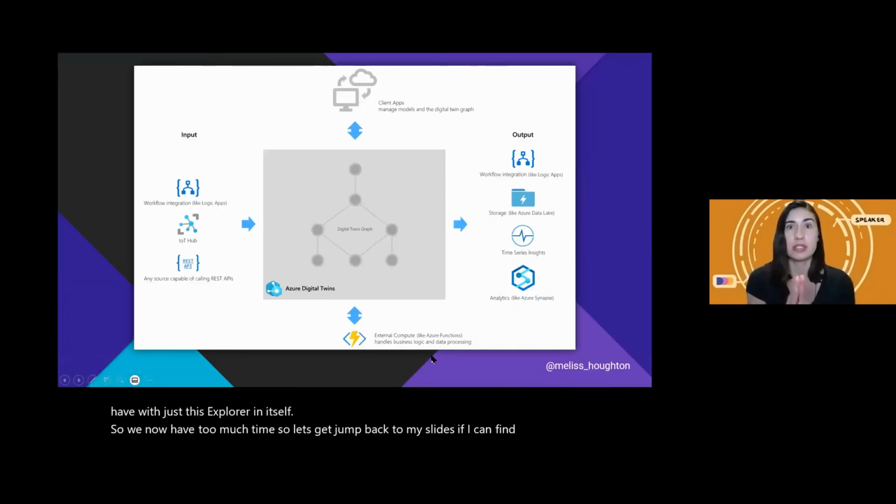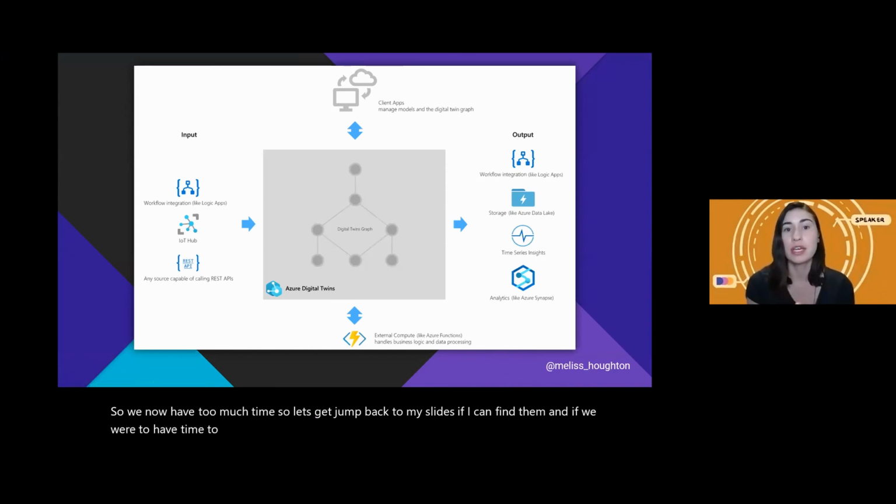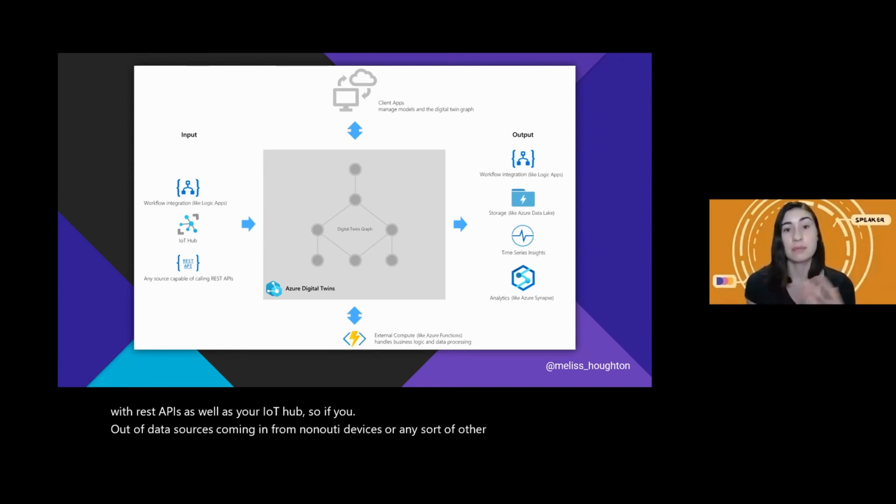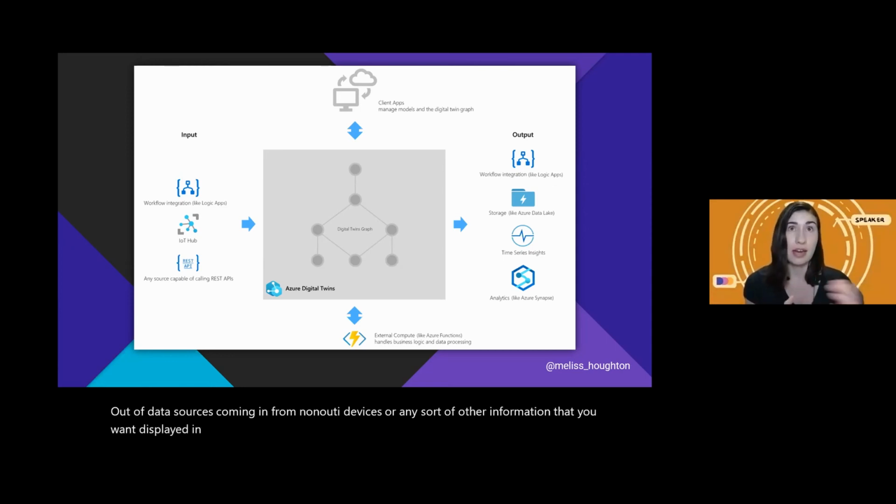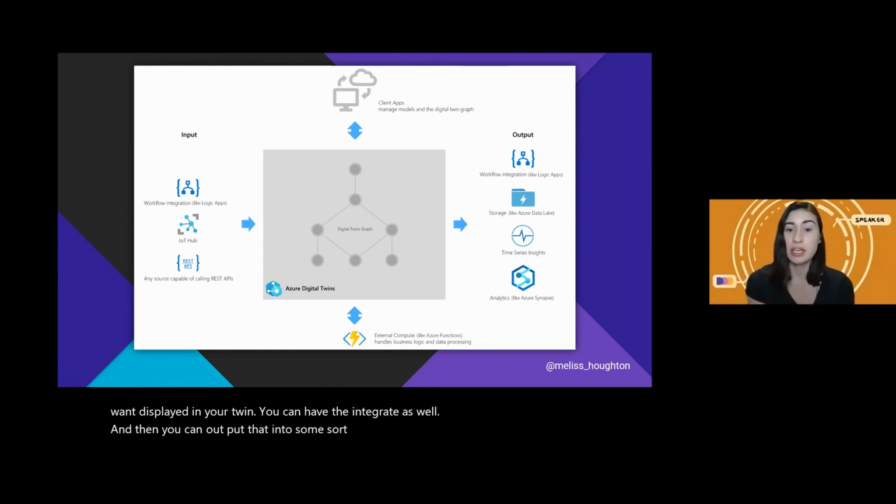If we were to have time to implement a full solution, this is what an architecture could look like. It really integrates with almost anything. There's a lot of flexibility. You can integrate with REST APIs as well as your IoT hub. So if you have data sources coming in from non-IoT devices or any other information that you want displayed in your twin, you can have it integrate as well. And then you can output that into some sort of client app to show it on a map or a 3D model, and then go out into your storage, data lake, all those analytics and other really cool features.